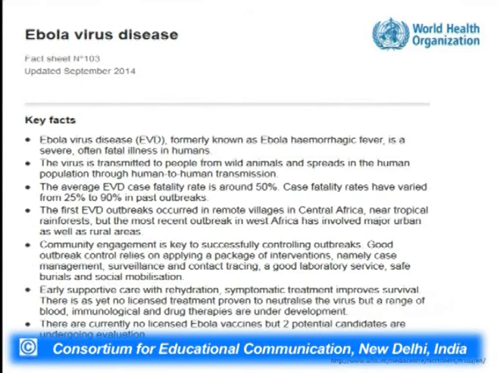Good outbreak control relies on applying a package of interventions. Early supportive care with rehydration, symptomatic treatment, improves survival. However, as you have seen, lots of cases of death have occurred in Africa. There is currently no licensed Ebola vaccine, but 2 potential candidate vaccines are still undergoing trials and evaluations.